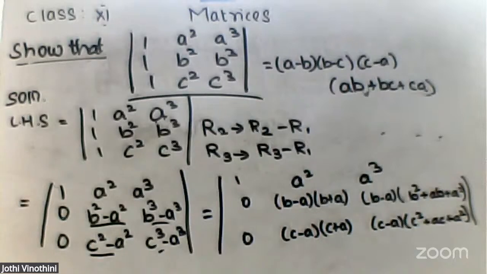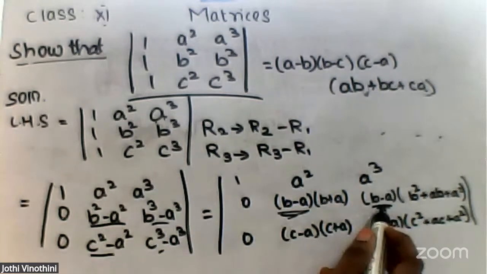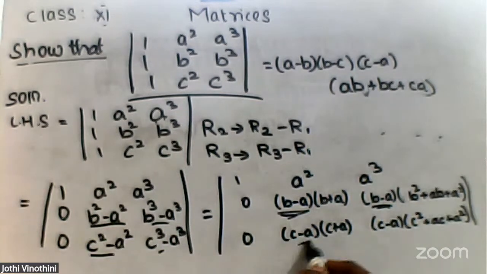The next step: here in both the terms we have b minus a, and here in both the terms we have c minus a. We are going to take these out.